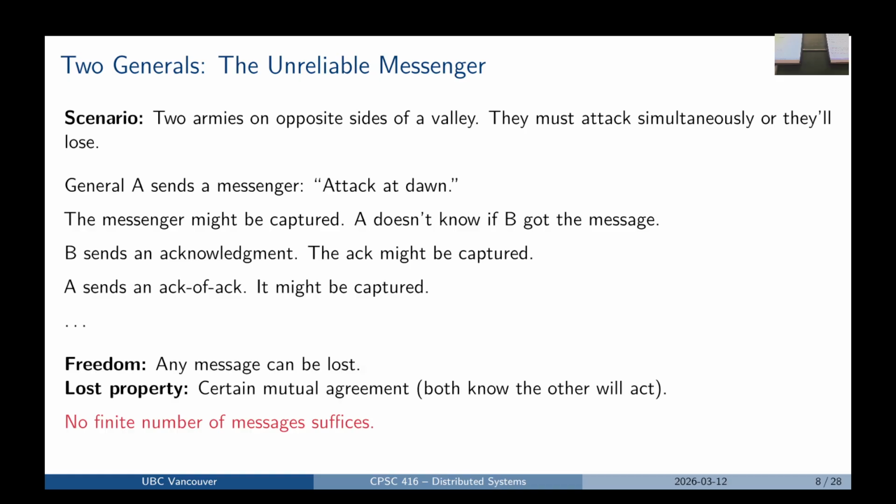The two generals problem was the unreliable messenger issue. In this particular case, what we concluded was there was no way we could send a finite number of messages and come up with a robust conclusion. Think of it as the network keeps getting delayed, and therefore I don't actually know what the state of the system is.